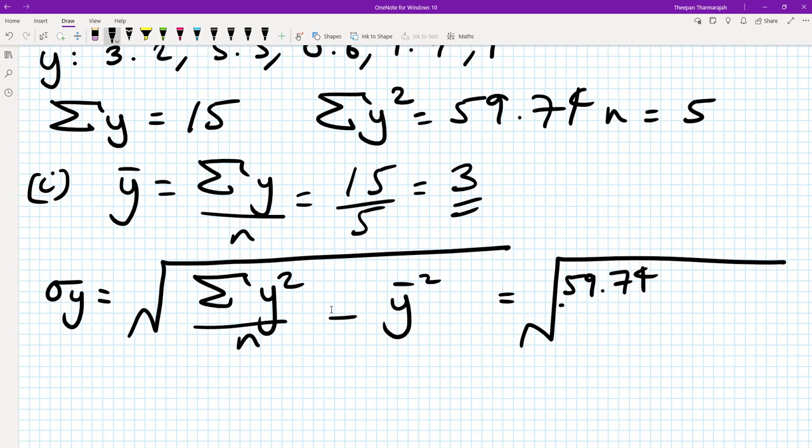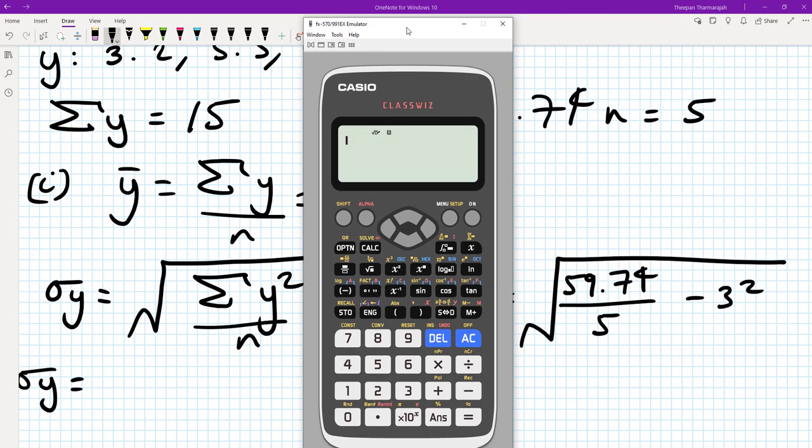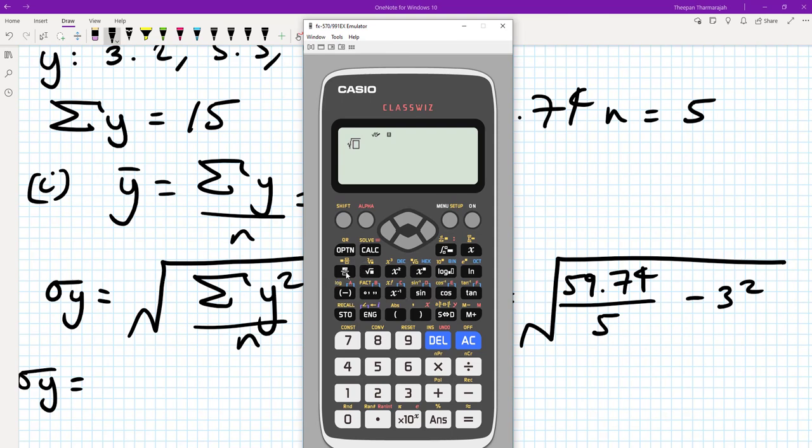59.74 over 5 minus the mean squared. So we could write that down here. And that's going to give me the following. So, which was square root 59.74 over 5 minus 3 squared is 9. And that gives me 1.72.